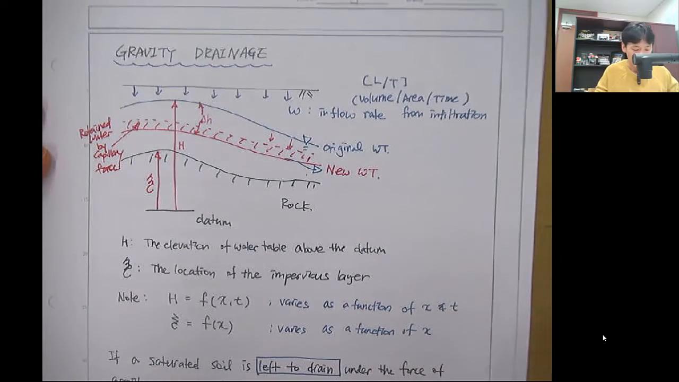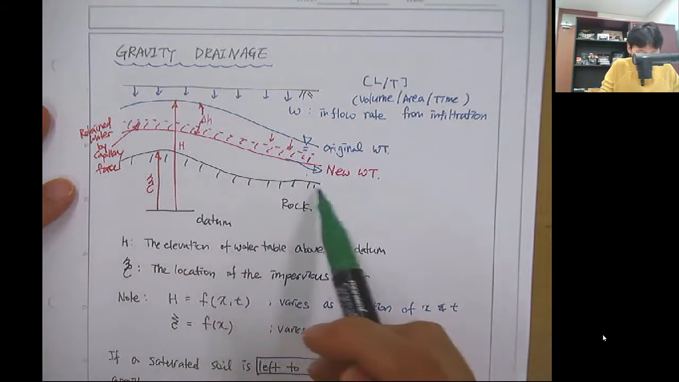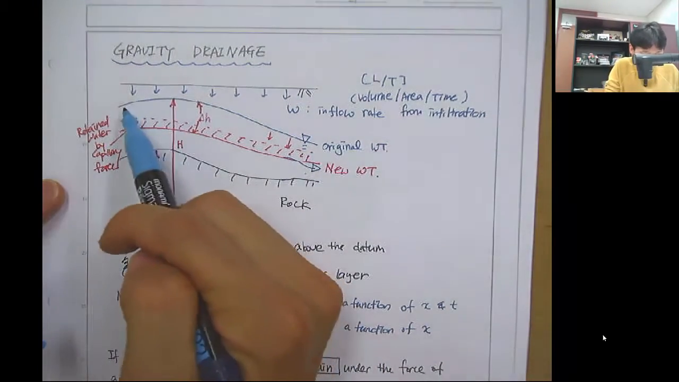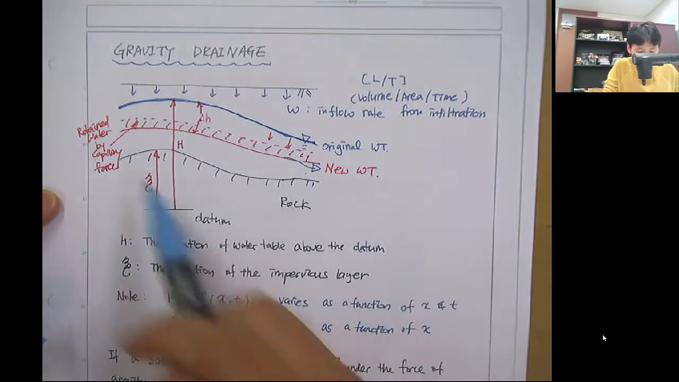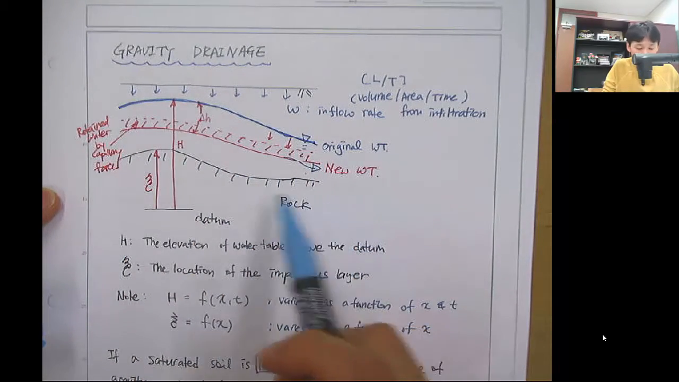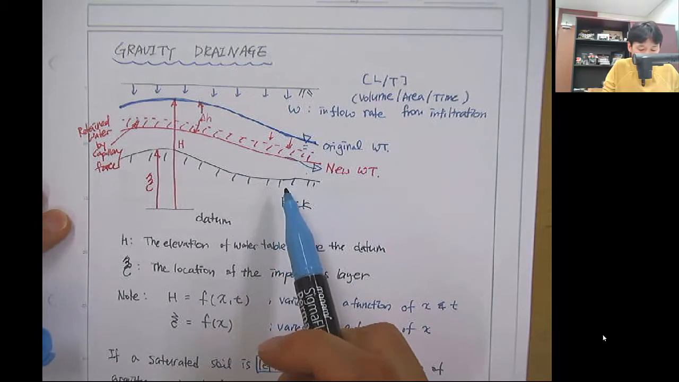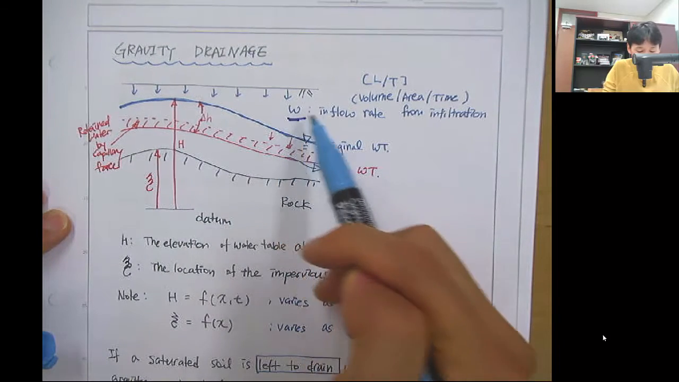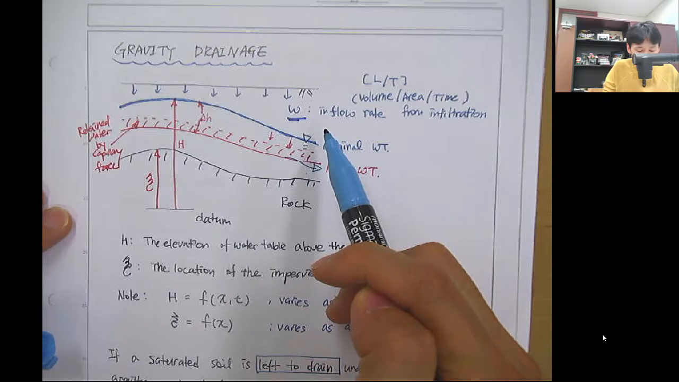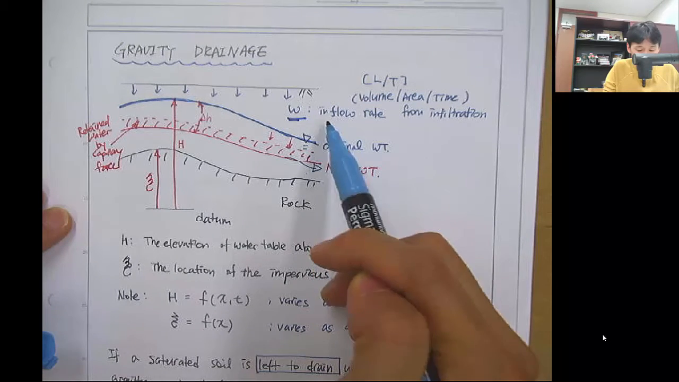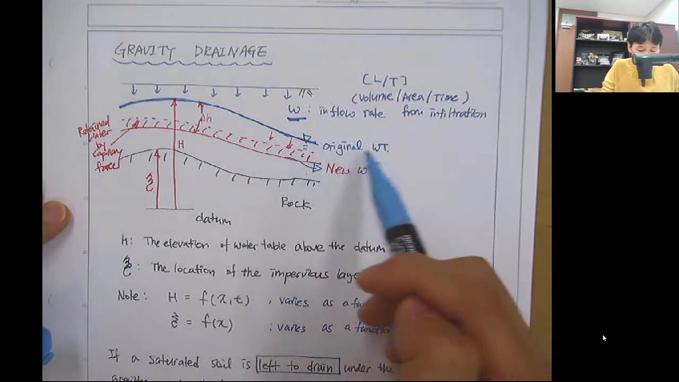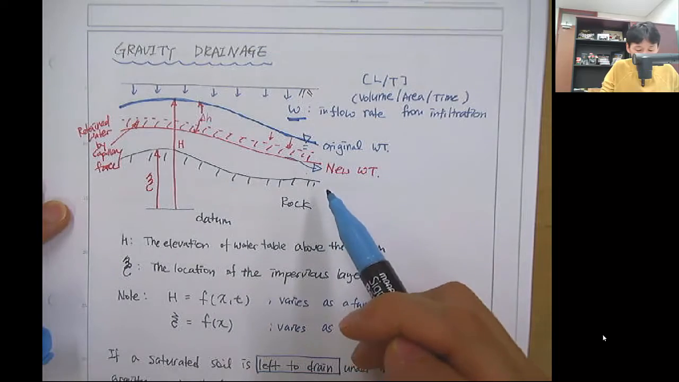And so let's talk about the gravity drainage process. Let's say that you have some original water table here in the aquifer, and the bedrock has some geometry like this, which is the impermeable layer. Then if there's rain or water infiltration, W is the parameter expressing the water infiltration, the inflow rate from the infiltration. Then the original water table will be changed by the gravitational drainage.